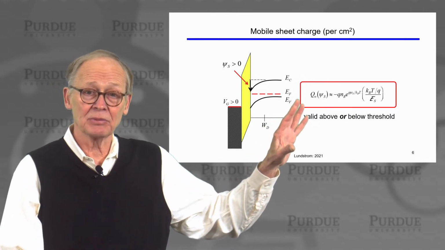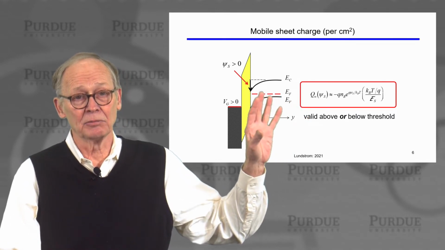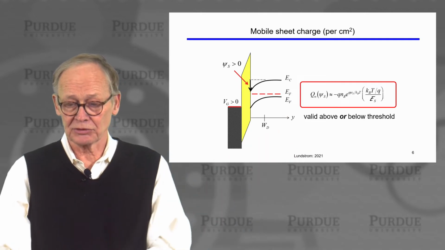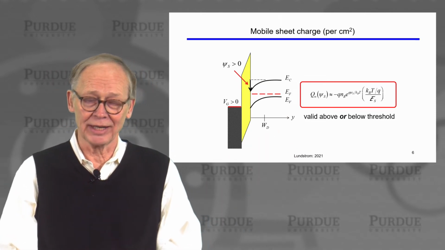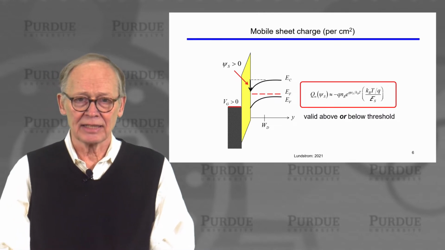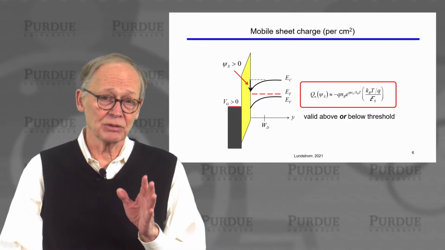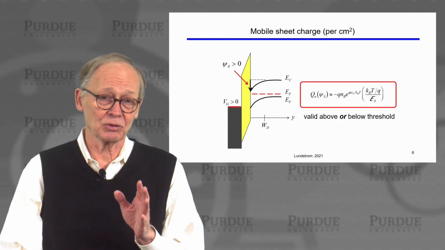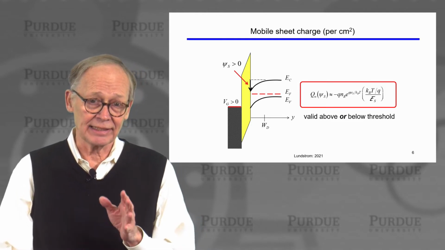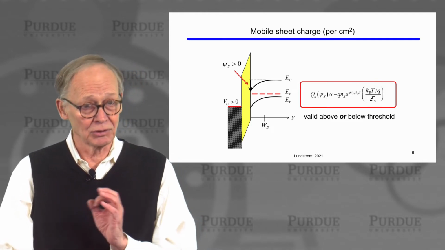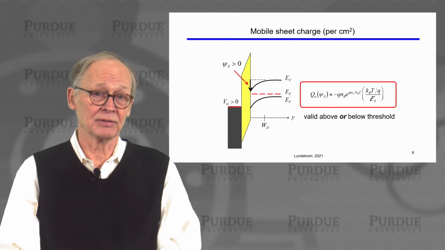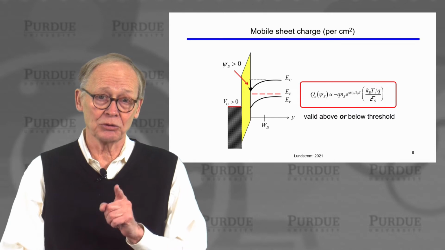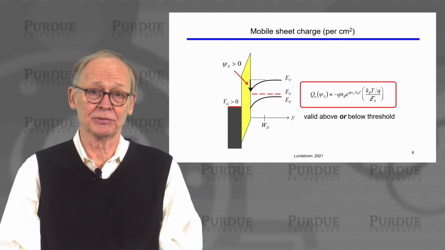This expression that we've developed is valid above or below threshold. We have to be a little bit careful about the electric field. I'll explain why in a minute. But that's valid. Below threshold, we do have electrons there. It's just a small quantity. But they carry the leakage current of a MOSFET. So it's important to understand the electron concentration versus surface potential, both below threshold and above threshold.